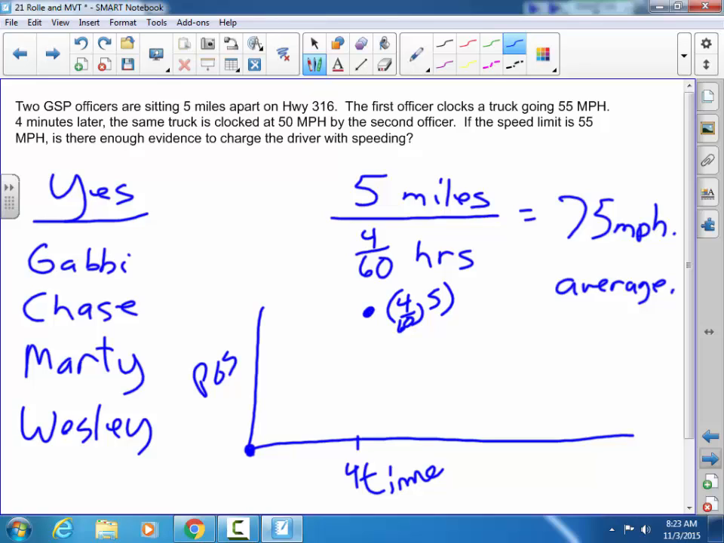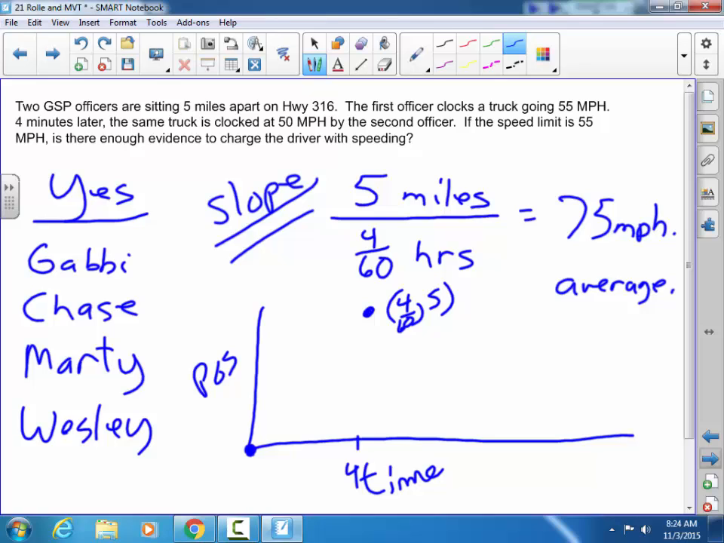So what essentially did we just find with this 75 here? Mathematically, what did we find? Five over 4/60. What is that mathematically? If he started here, we found the slope, right? This is essentially the slope between 2 points, between 0, 0 and 4/60, 5. That's the slope of what he was doing there, and that's the average slope there.